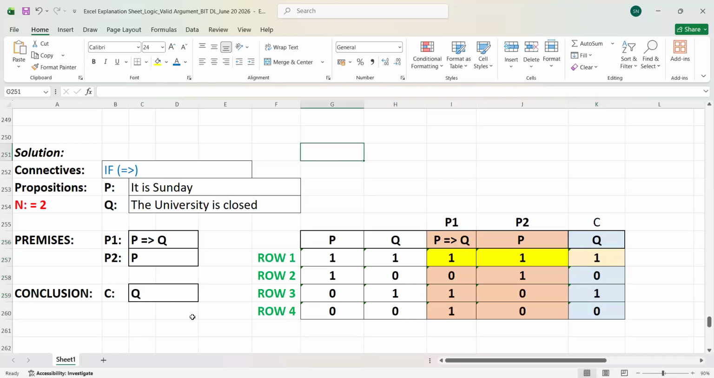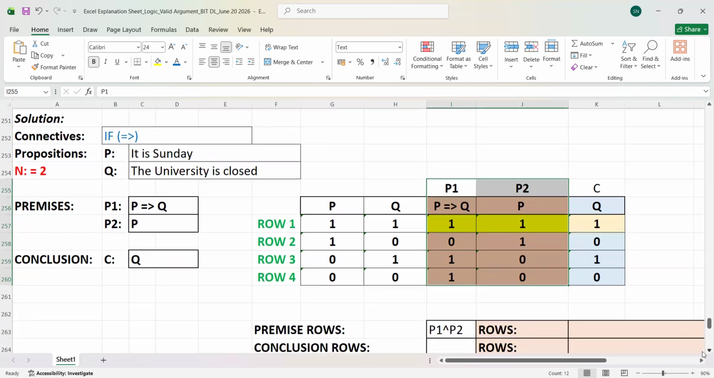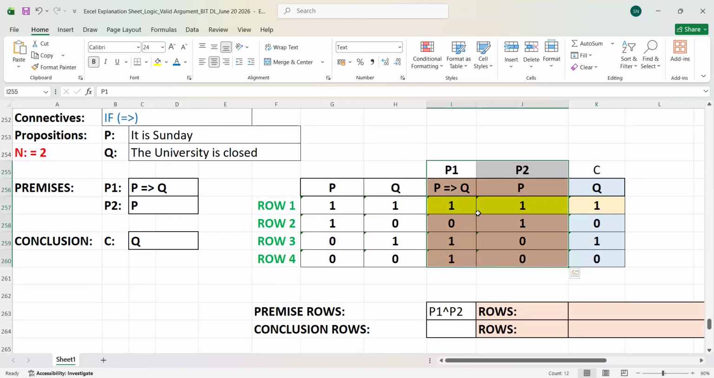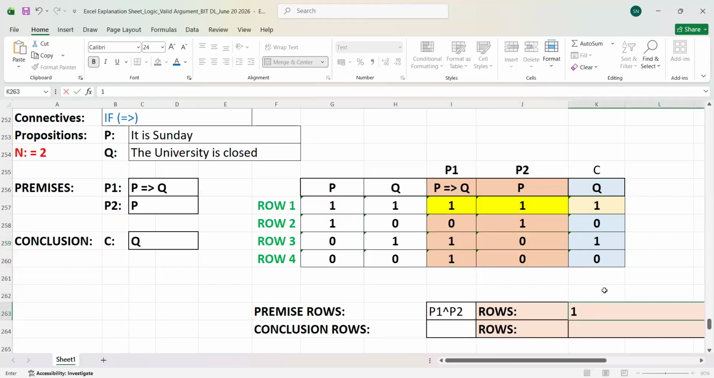Now, remember the rule. How do we prove that this statement is valid? You pick P1 and join it to P2 and find out the row or rows where they are together true. If you take your time and look at this, the row where P1 and P2 are together true is what I've highlighted in yellow. That is the only row. In row 2, 3 and 4, they are not together true. So it's only row 1.